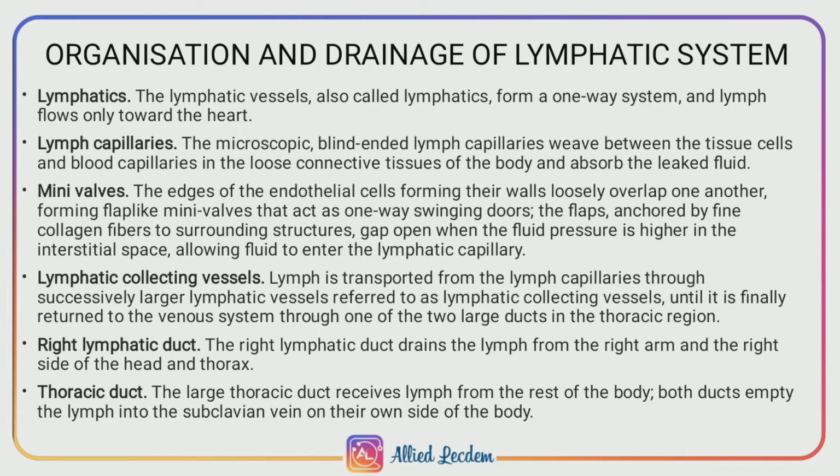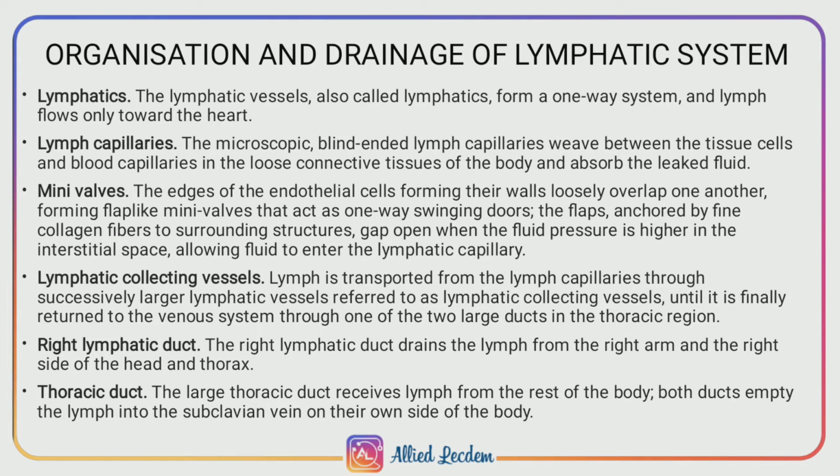Before seeing that, we should know some of the terminologies like lymphatics, lymph capillaries, and so on. First, lymphatics. It is nothing but the lymphatic vessels that we already saw. It is a one-way system and lymph flows only towards the heart. Lymph capillaries: they are microscopic, blind-ended capillaries that weave between the tissue cells and blood capillaries in the loose connective tissue of the body and absorb the leaked fluid.